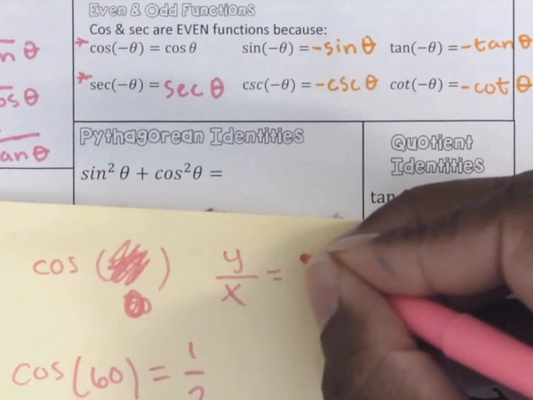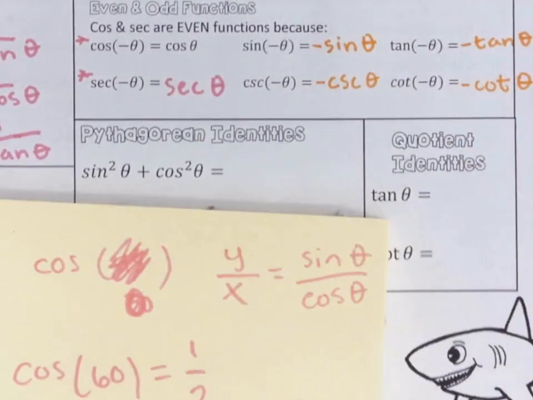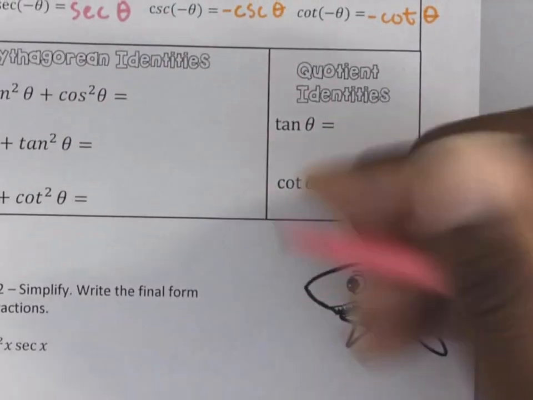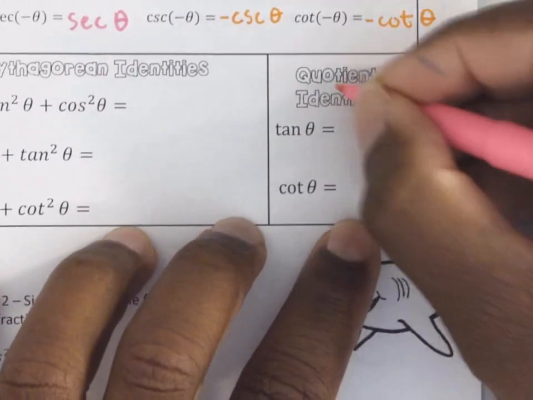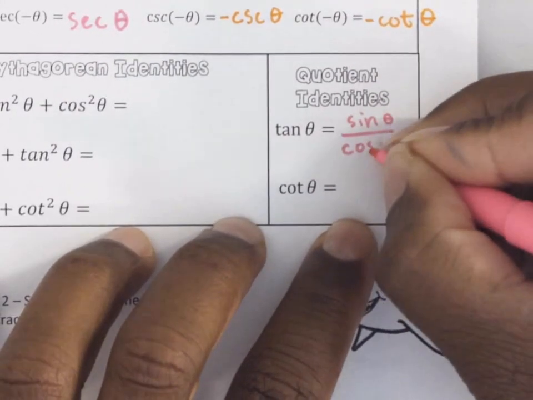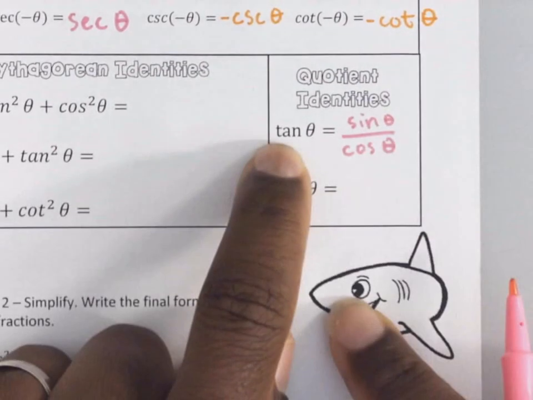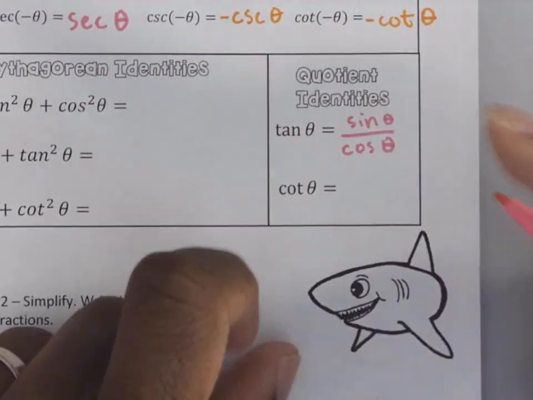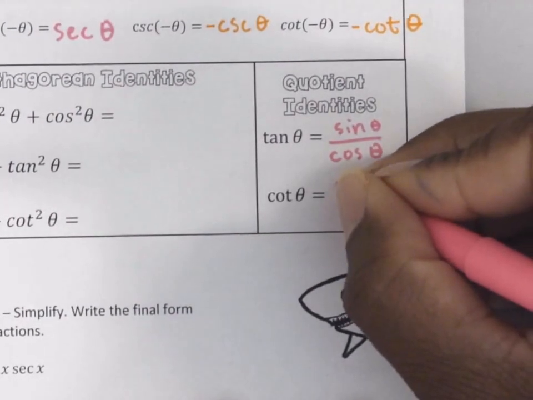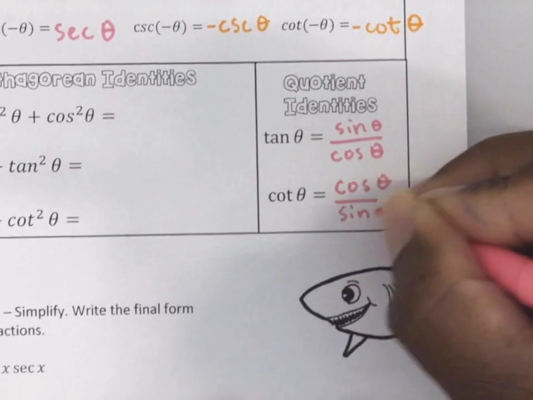Tangent is sine over cosine, and cotangent is cosine over sine. Cotangent is flipped. So for the quotient identity, whenever you have tangent of an angle, you can rewrite it as sine of that angle divided by cosine. Or if you start off with sine over cosine, you can change it to tangent. It works either way. Cotangent is the reciprocal, so we just flip these two. If you have cotangent of an angle, it'll be cosine over sine.